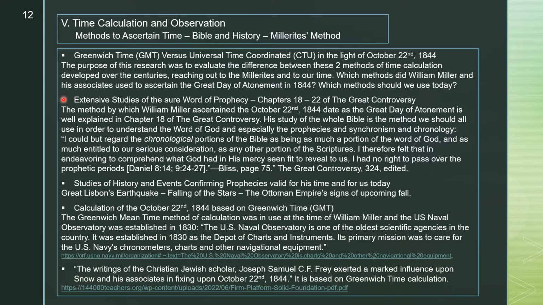Extensive studies of the sure word of prophecy is recommended. Study the Great Controversy, chapters 18 to 22. The method by which William Miller ascertained the October 22nd, 1844 date as the Great Day of Atonement is well explained in chapter 18 of the Great Controversy.